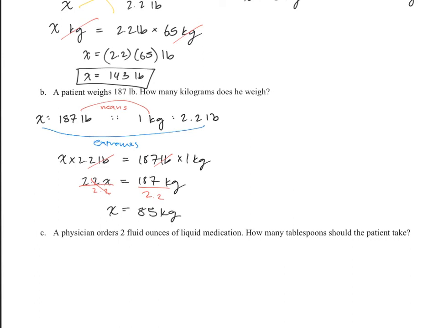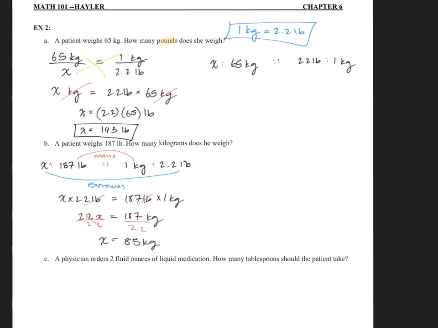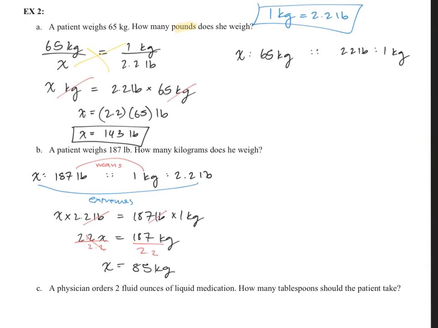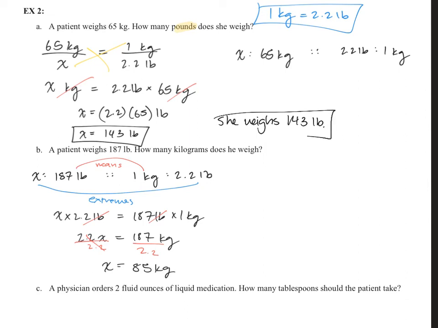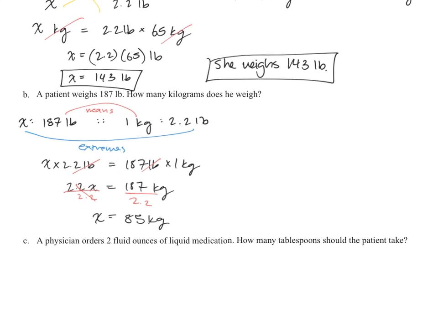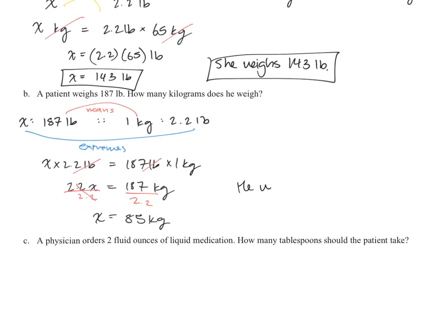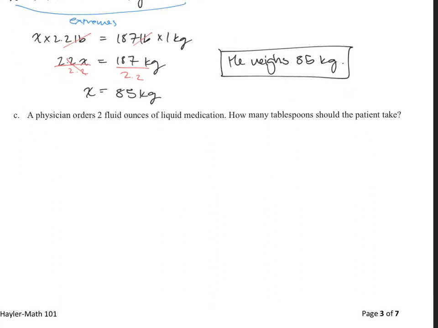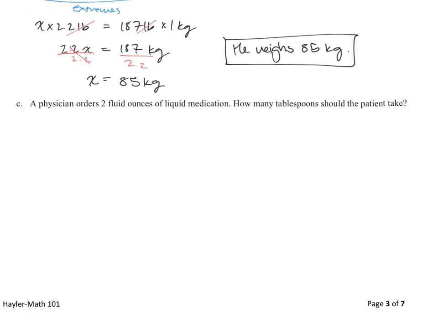kilograms. Okay, one thing I forgot to do with the first problem is these are word problems. I need to write a sentence. So she weighs 143 pounds. And then for our next problem, how many pounds does he weigh? Well, he weighs 85 kilograms, period. Okay, please remember to put your complete sentences on your exam notes. I do grade for that on exam notes.